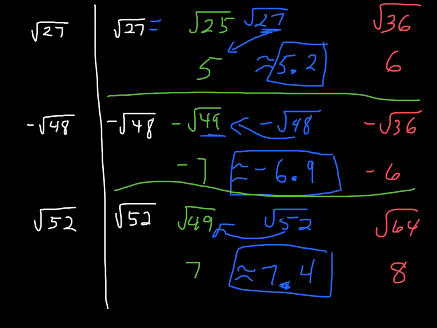And that's estimating. That's what I want you guys to do for estimating these irrational numbers, these non-perfect squares. Find the two numbers that are in between, take the square root of them, and then decide it's a little bit closer to 49 than it is to 64, so then it's going to be a little bit closer to 7 than it is to 8. Remember, 7.5 would be right smack dab in the middle.